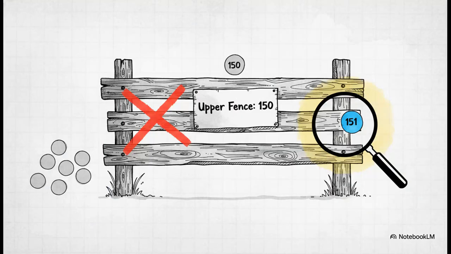Now you really want to pay close attention here because this is a little detail that trips a lot of people up. To be an outlier, a value has to be strictly outside the fences. So in our example, a value of 150 is right on the fence, so it's not an outlier. But a value of 151? Yep, that's over the line. That is definitely an outlier.